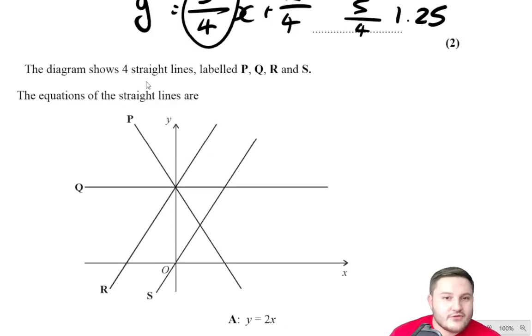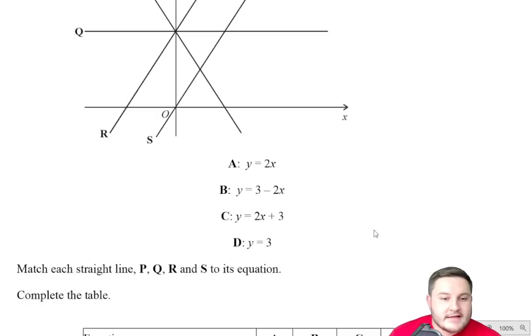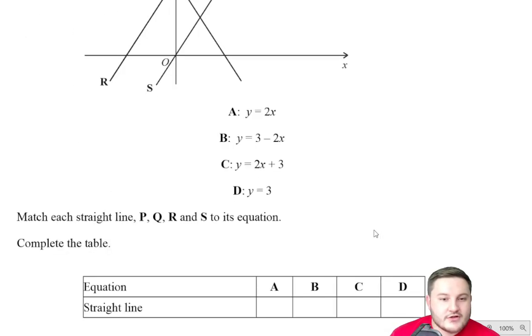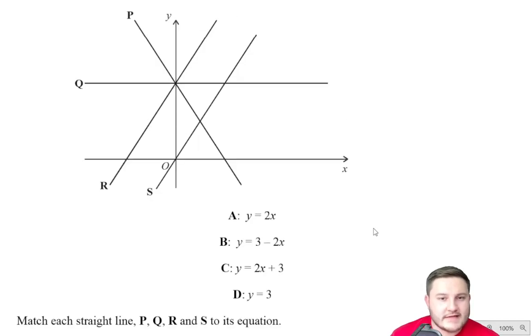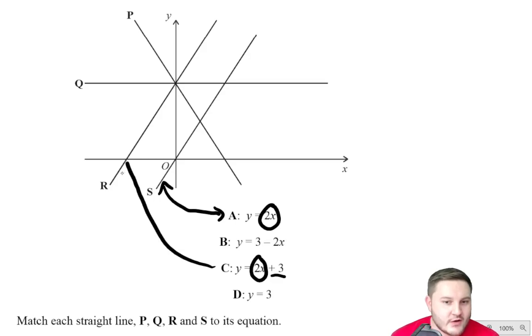Okay, so the diagram shows 4 straight lines labelled P, Q, R, and S. The equations of the straight lines are these. Match the straight lines P, Q, R, S to their equations. Well, just looking at these graphs here, R and S are parallel to each other, right? So they must have the same gradient. The gradient of this line is 2, and the gradient of this line is 2. Now, this has a y-intercept of 3, and this doesn't have a y-intercept, so it goes through (0, 0). So this must be the equation of S, and this must be the equation of the line R.